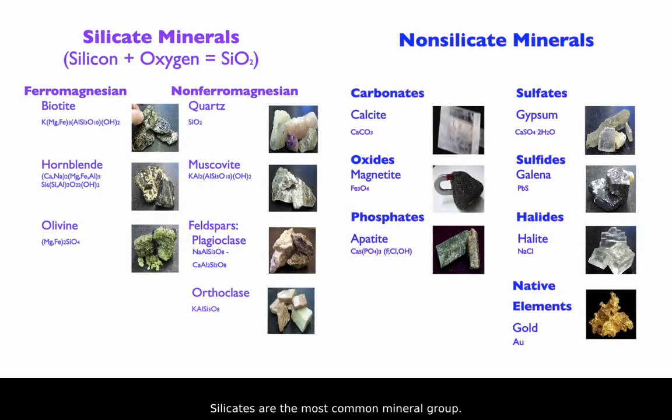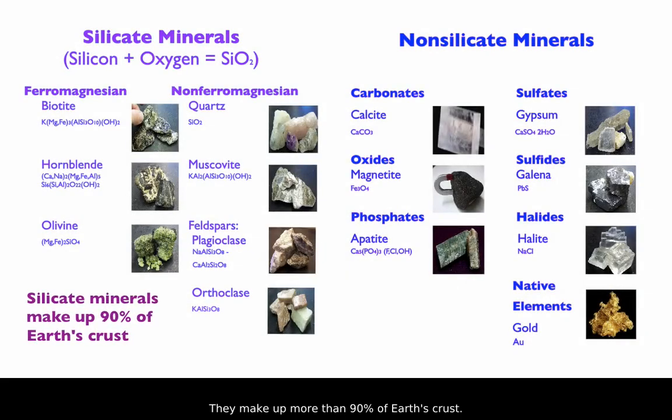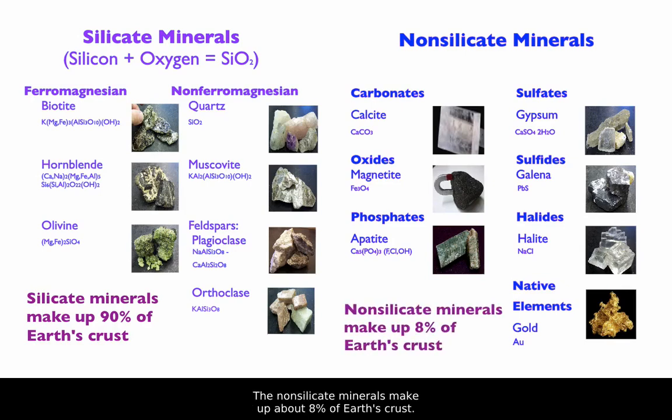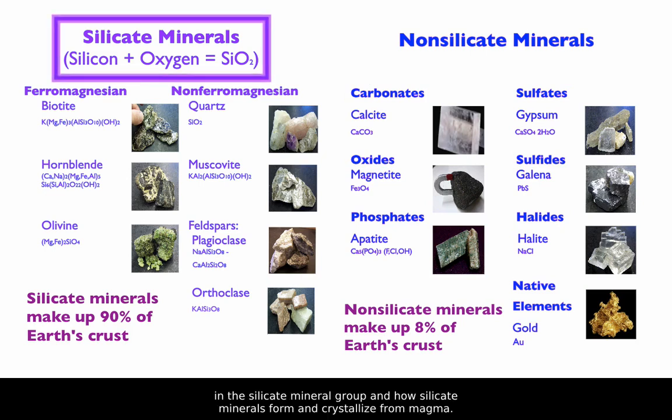Silicates are the most common mineral group. They make up more than 90% of Earth's crust. The non-silicate minerals make up about 8% of Earth's crust. Non-silicate minerals include the carbonates, oxides, phosphates, sulfates, sulfides, halides, and the native elements. These mineral groups are all important, but for now we're interested only in the silicate mineral group and how silicate minerals form and crystallize from magma.